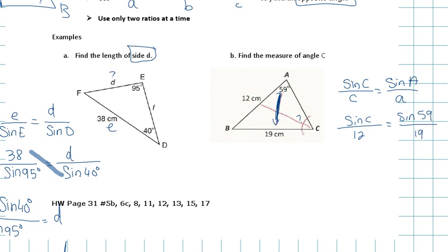Cross multiply, right? Again, this is why we change the formula a little bit, because then it's easier to solve. What you have to do is I call it half cross multiply because you're technically only multiplying one side. So sine C equals 12 times sine 59 over 19.9.